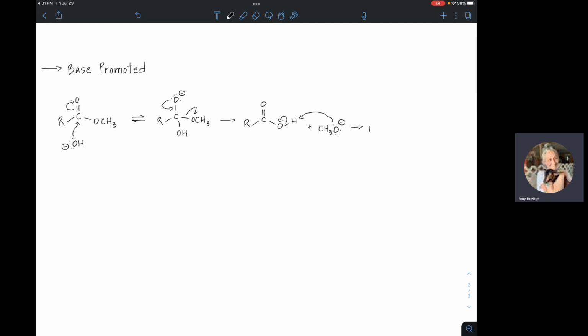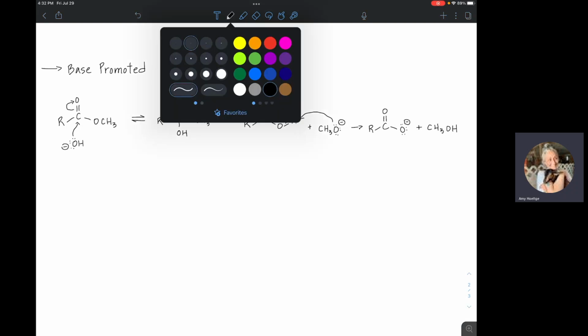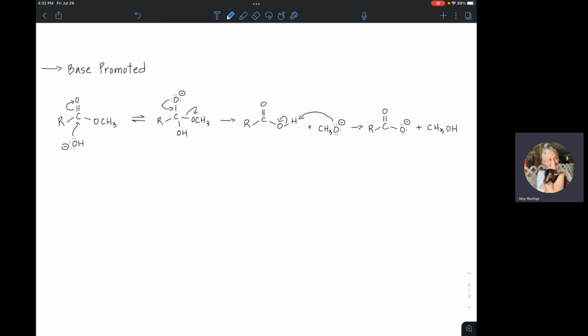And you'll get, remember, under basic conditions, things are either negatively charged or neutral. Under acidic conditions, things are either positively charged or neutral. Under basic conditions, you can't get a carboxylic acid. You can get the carboxylate anion and an alcohol here. So let's just, in a different color here, explain what's going on.